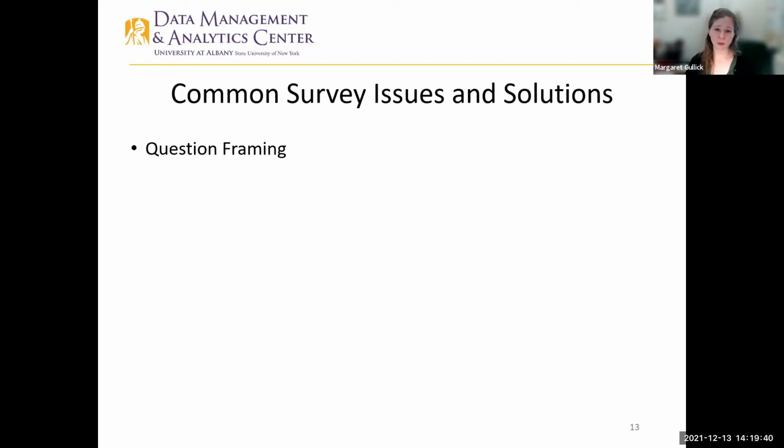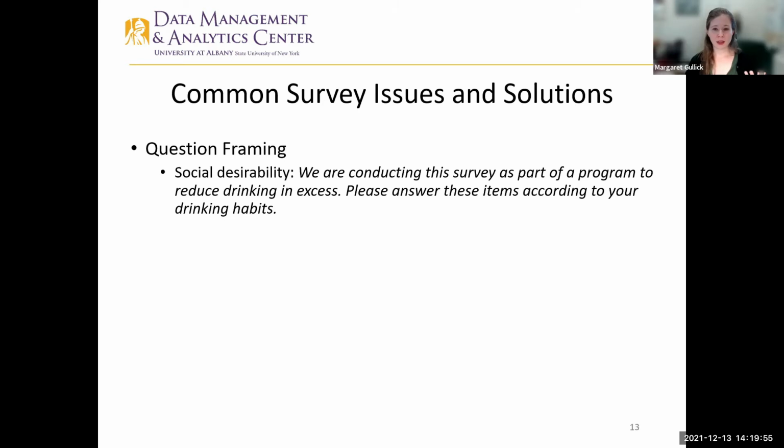We also want to note a little bit about the importance of question framing. The wording of the questions themselves can lead participants to respond in certain directions or bias their responses. So for example, I'll show some kind of extreme examples, but to get the point across. You want to not induce social desirability in your question framing.